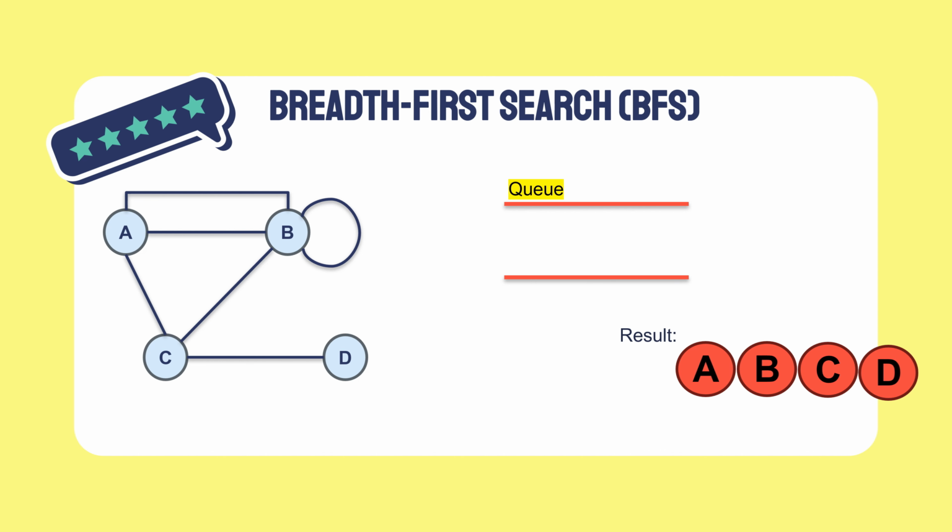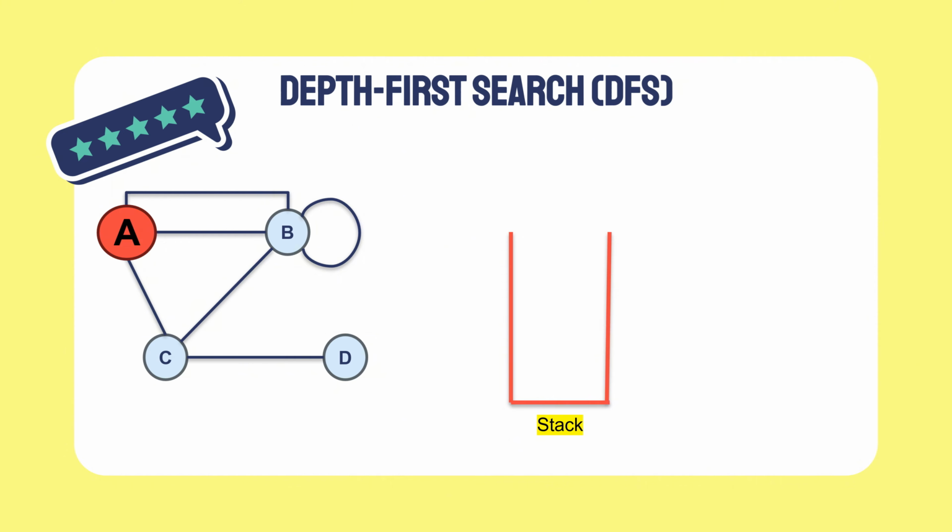Now let's talk about depth first search. In DFS, we use a stack to keep track of nodes. The stack operates on the LIFO principle, meaning the last node added will be the first one removed. We start by pushing node A onto the stack. Then we pop node A from the stack, making it the first node in our result list. Our result list now begins with node A.